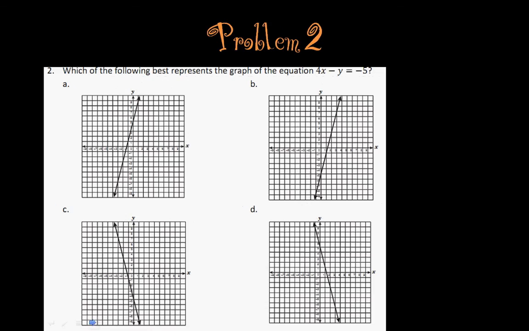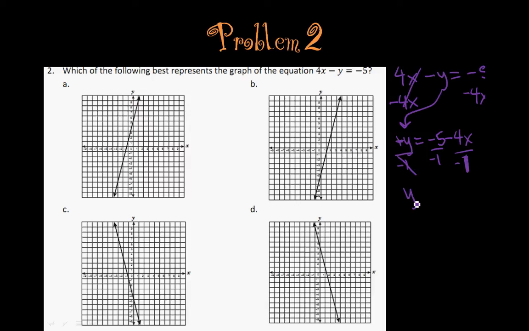All right, and then this one: which one best represents this graph? So I'm going to start by solving for y. I'm going to subtract 4x from both sides. So on this side, I have negative y left. And over here, I have negative 5 minus 4x. And then I need to get rid of that negative, so I'm going to divide everything by negative 1. So that cancels, and you get y equals positive 5 plus 4x.